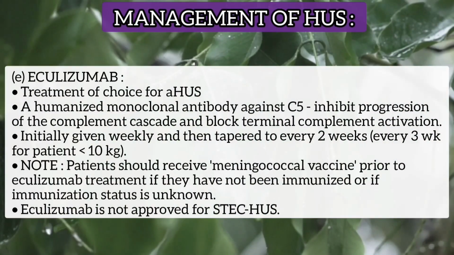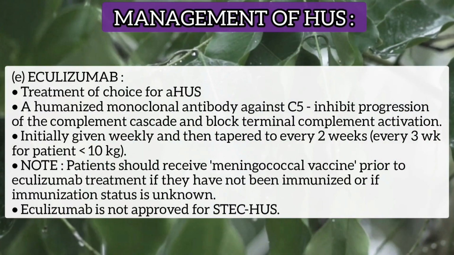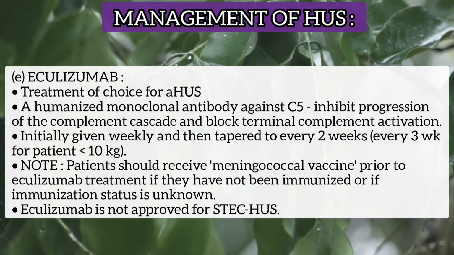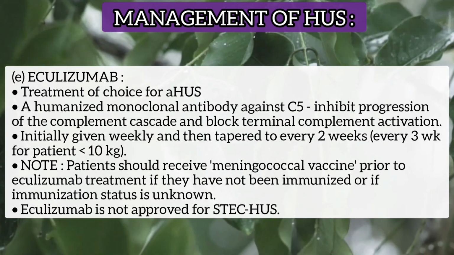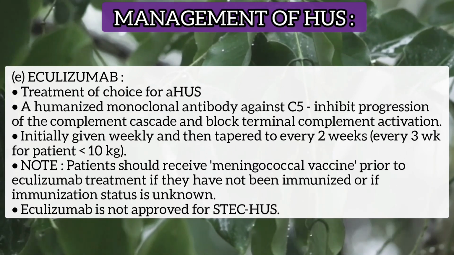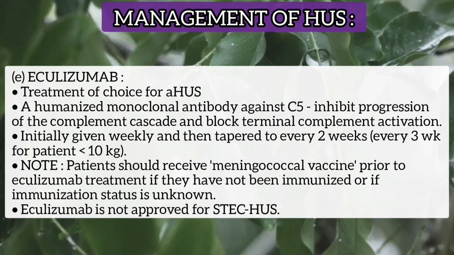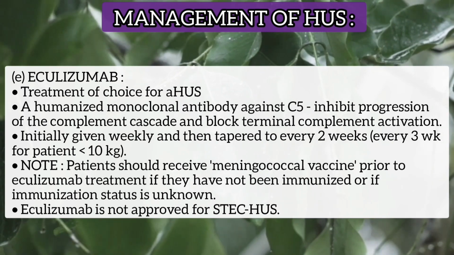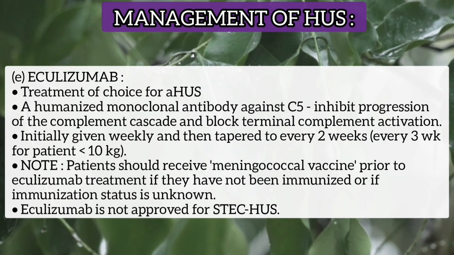Now, the treatment of choice for atypical hemolytic uremic syndrome is eculizumab. It is a humanized monoclonal antibody against complement factor C5. Thus, it inhibits the progression of the complement cascade and blocks terminal complement activation. Initially, it is given weekly and then tapered to every 2 weeks.